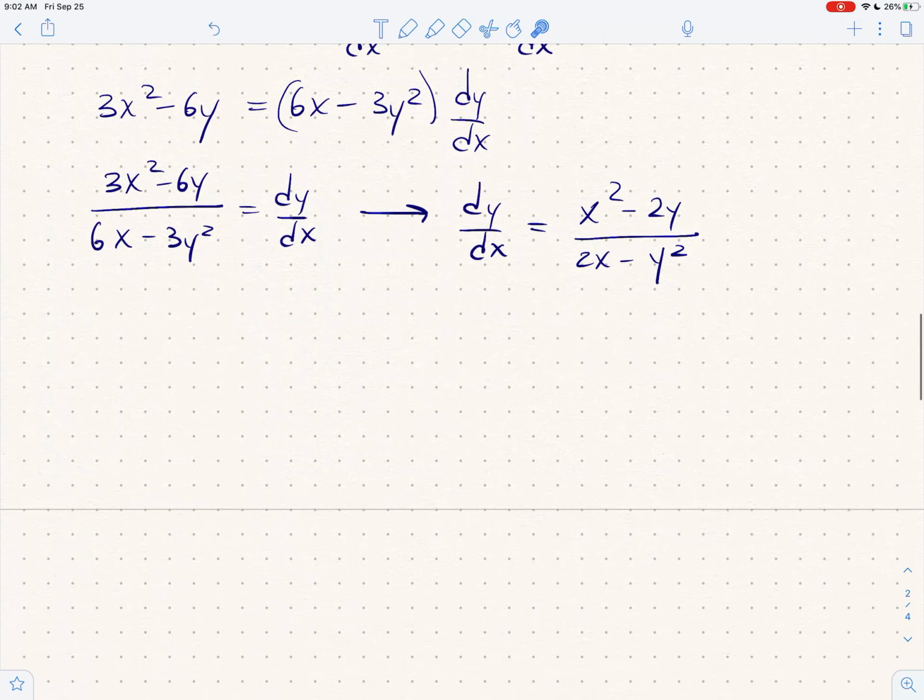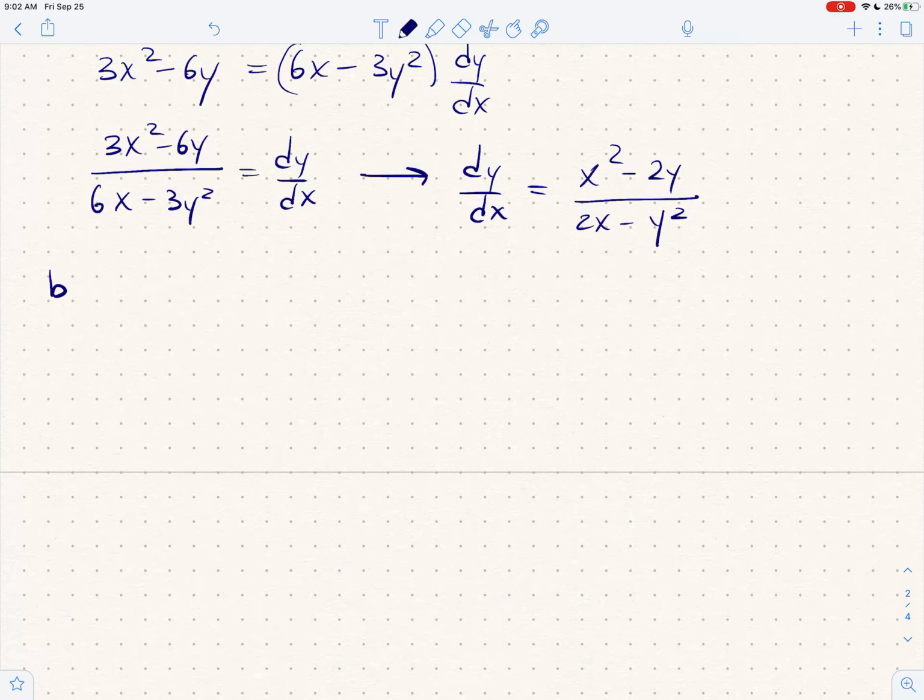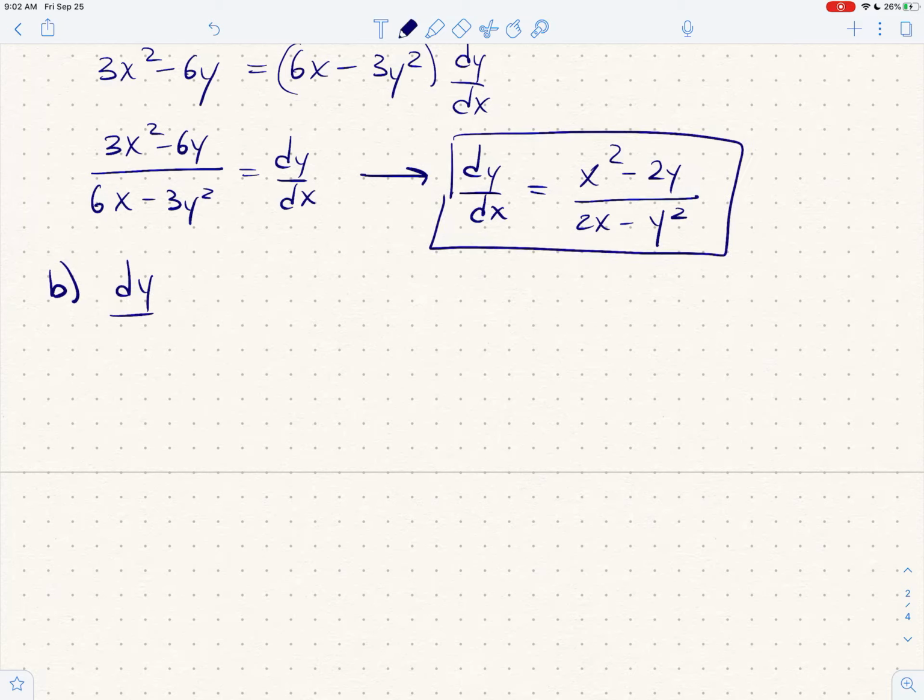This thing works. So part B says, take your formula that you found in part A and plug in 3, 3. We usually write that dy dx, we put an evaluation bar, and you can say the point 3, 3. And that's saying x is 3, y is 3. And so you get what? 9 minus 6 over 6 minus 9. And I'm coming up with just 3 over negative 3 is negative 1.